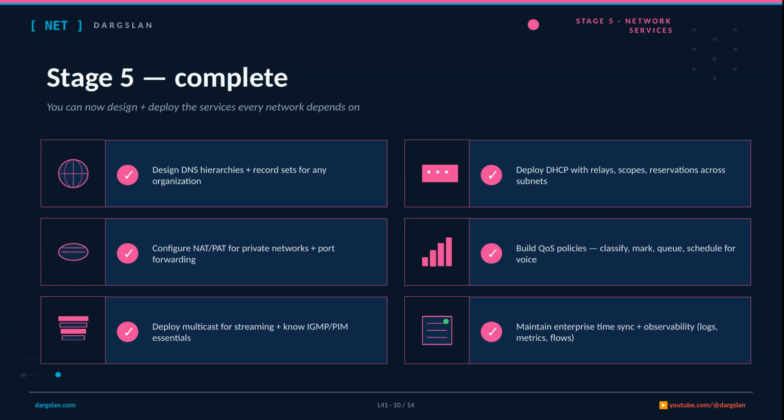And with that, Stage 5 is in the bag. You can now stand up DNS hierarchies, hand out addresses with DHCP across subnets, translate private networks through NAT and PAT, shape traffic with QoS so voice stays clean, deliver multicast streams using IGMP and PIM, and keep the whole estate honest with synchronized time and proper observability. That's the full services layer, the quiet machinery every working network leans on.